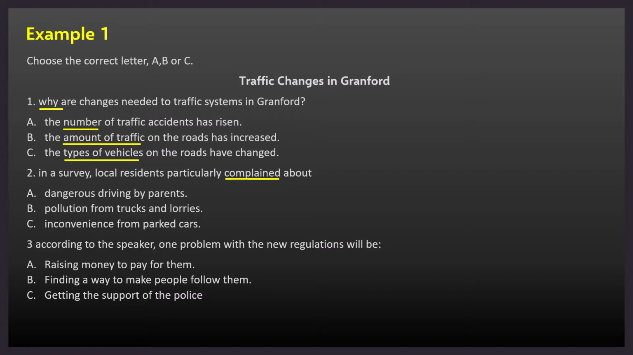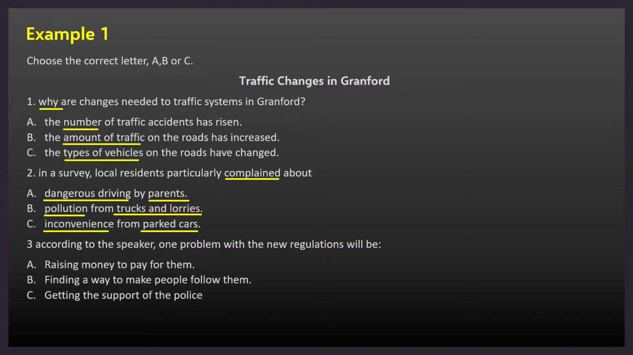So in the choices you have dangerous driving by parents, pollution from trucks and lorries, inconvenience from parked cars. As you can see, because these choices are not full sentences, actually they are noun phrases completing the previous sentence, they do not have many extra words, just some prepositions would be out of our keyword circle. So you need to be careful about these kinds of choices.